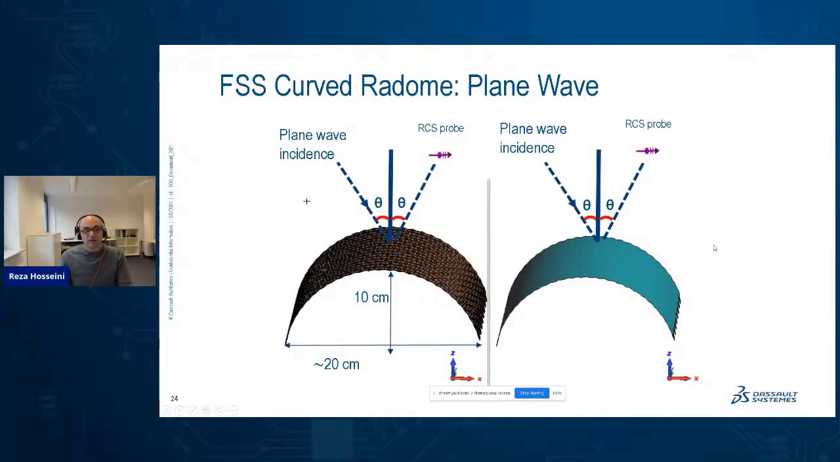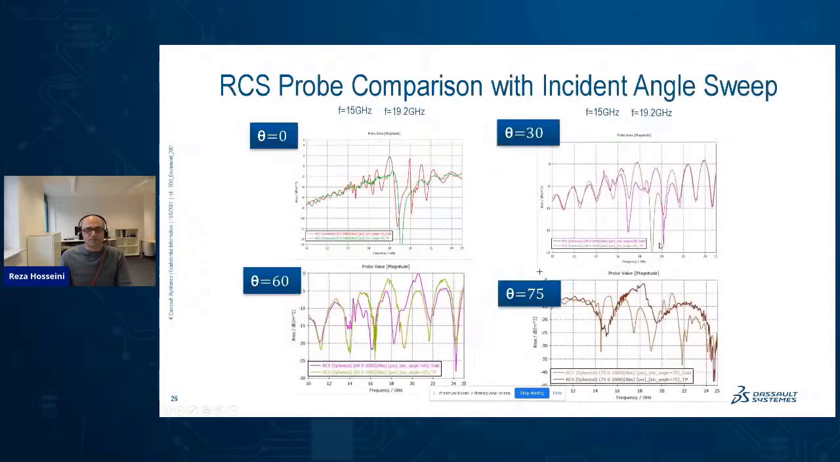So that was a planar array. Let's say we want to see how it looks if we go to a curved radome. Here, this is the curved radome with a span of almost 20 centimeters. This is also using a plane wave. So the same concept: we consider different angles of incidence and monitor the far-field RCS probe at a distance, and compare the full geometry versus the SIMPanel representation.